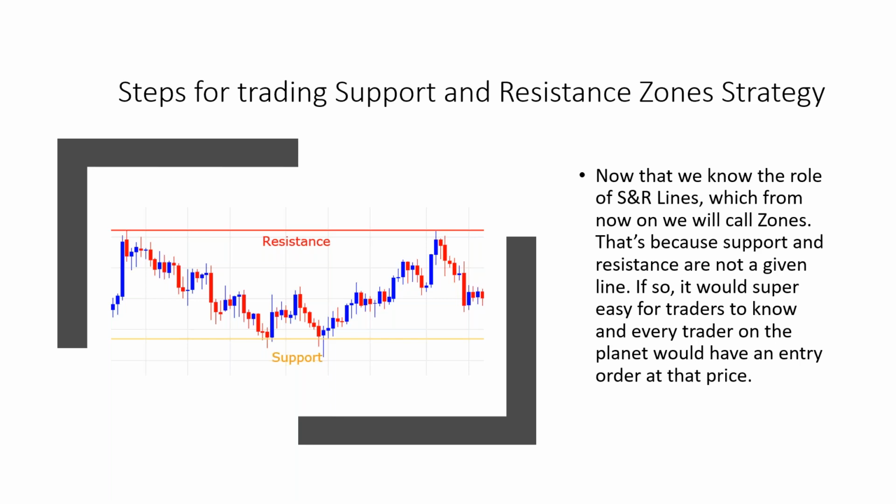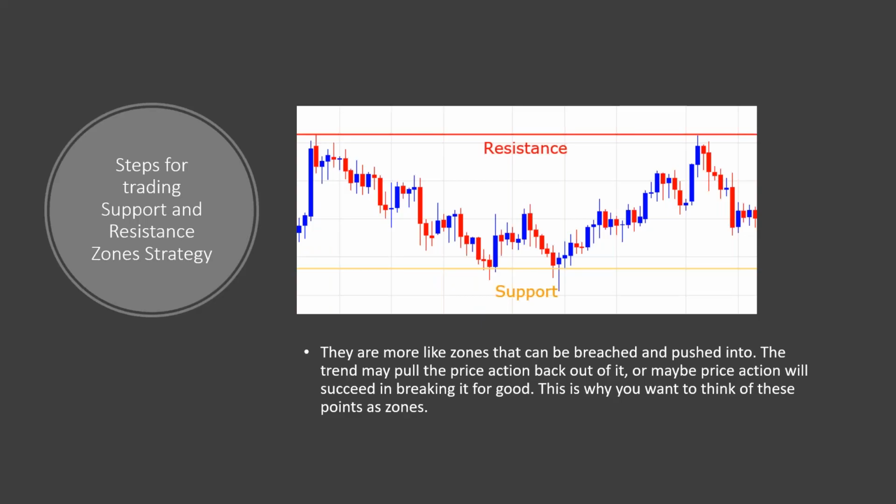Now, that's because support and resistance are not a given line. If so, it would be super easy for traders to know, and every trader on the planet would have an entry order. You know, we could just have a computer list of every price. This is where you become the outstanding trader. Now, if you think of them more like zones that can be breached or pushed into, the trend may pull the price action back out of it, or maybe price action will succeed in breaking it for good. This is why we want to think of these points as zones.